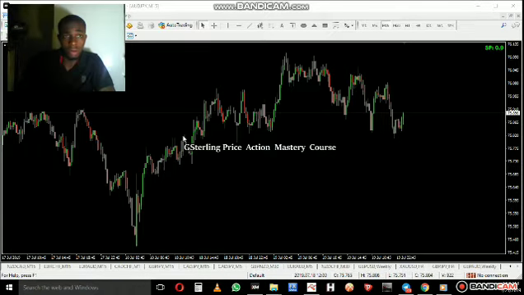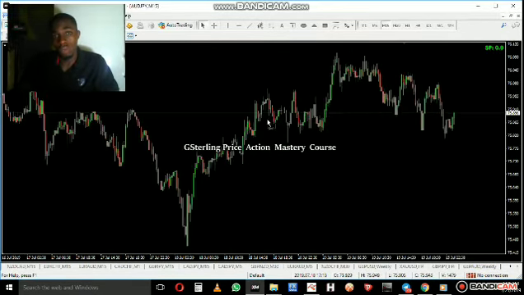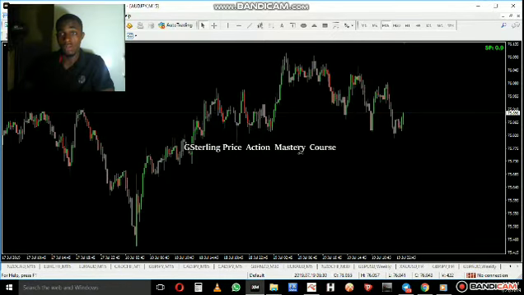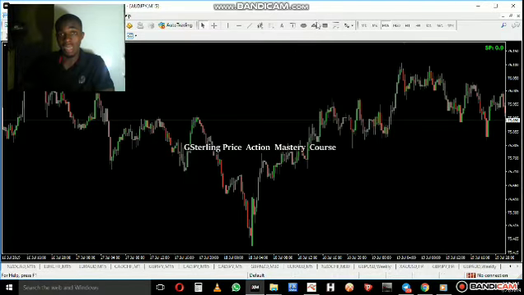This would be a market structures training session, where we would be practicing everything that we've learned about market structure so far. Which means what we would be doing literally is identifying our lower highs and lower lows for the bearish trend, and then higher highs and higher lows on the bullish trend.